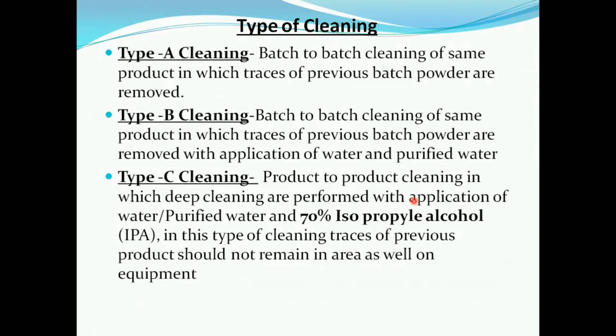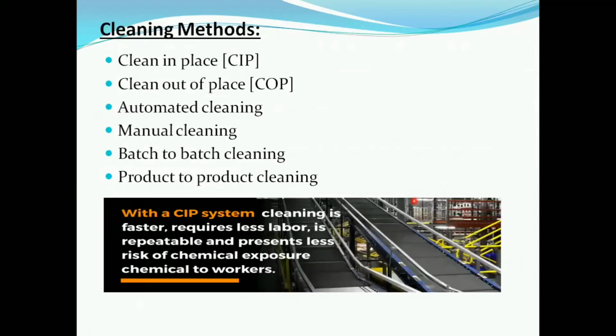So friends, I will clear what is the difference between type A, type B and type C. In type A cleaning, we remove traces of previous batch powders. In type B cleaning, we remove traces of previous batch powder and we use water and purified water. In type C cleaning, we use purified water with application of 70% IPA. That is the main difference.